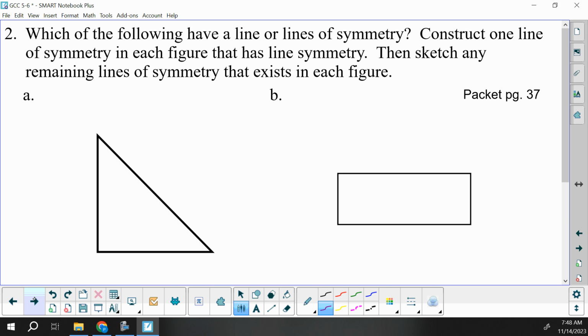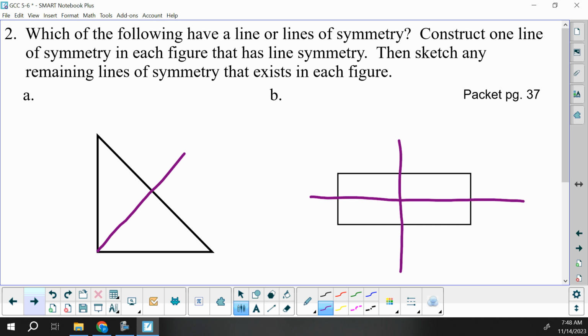If we go down to the bottom, the first one there, assuming this is an isosceles right triangle, we would have a line of symmetry that would go from the right angle right through the midpoint. So that would cause the triangle to fold over on itself. In our rectangle here, we would have a vertical line of symmetry that would go through the midpoints of each side, and we'd have a horizontal line of symmetry as well.